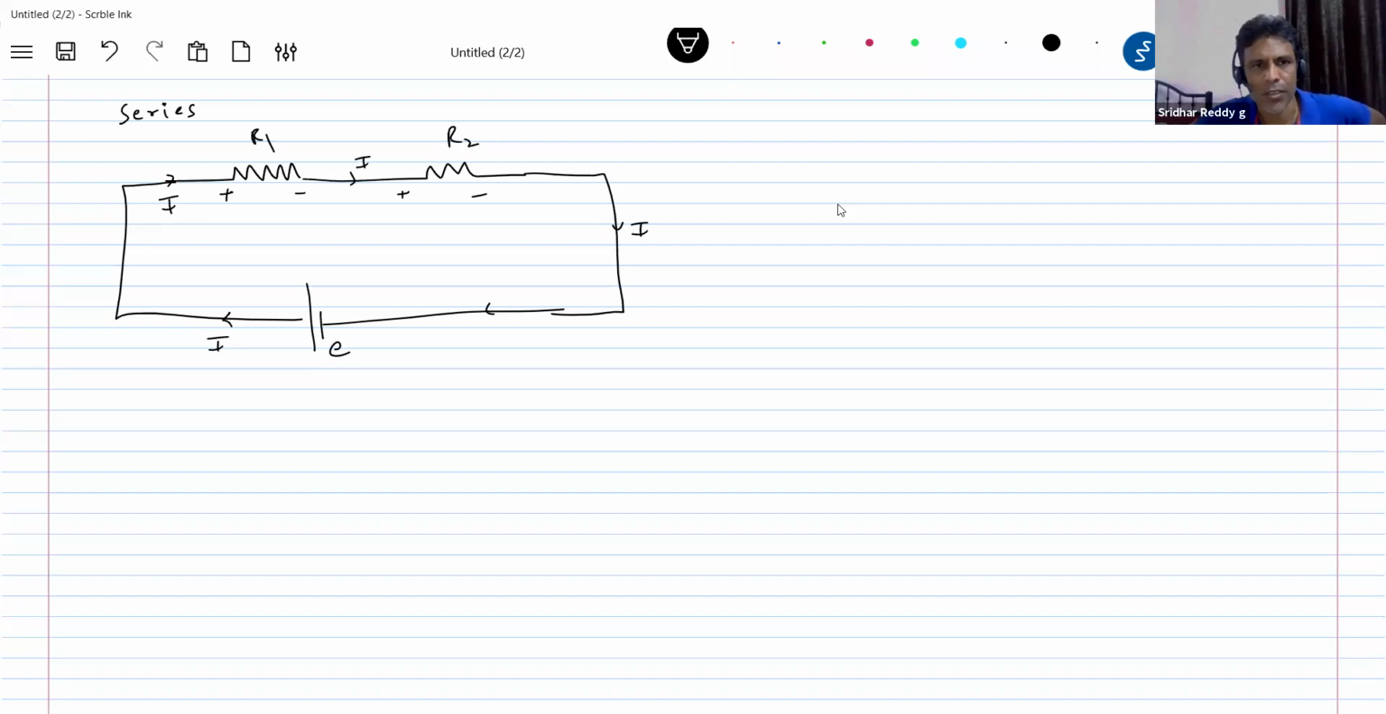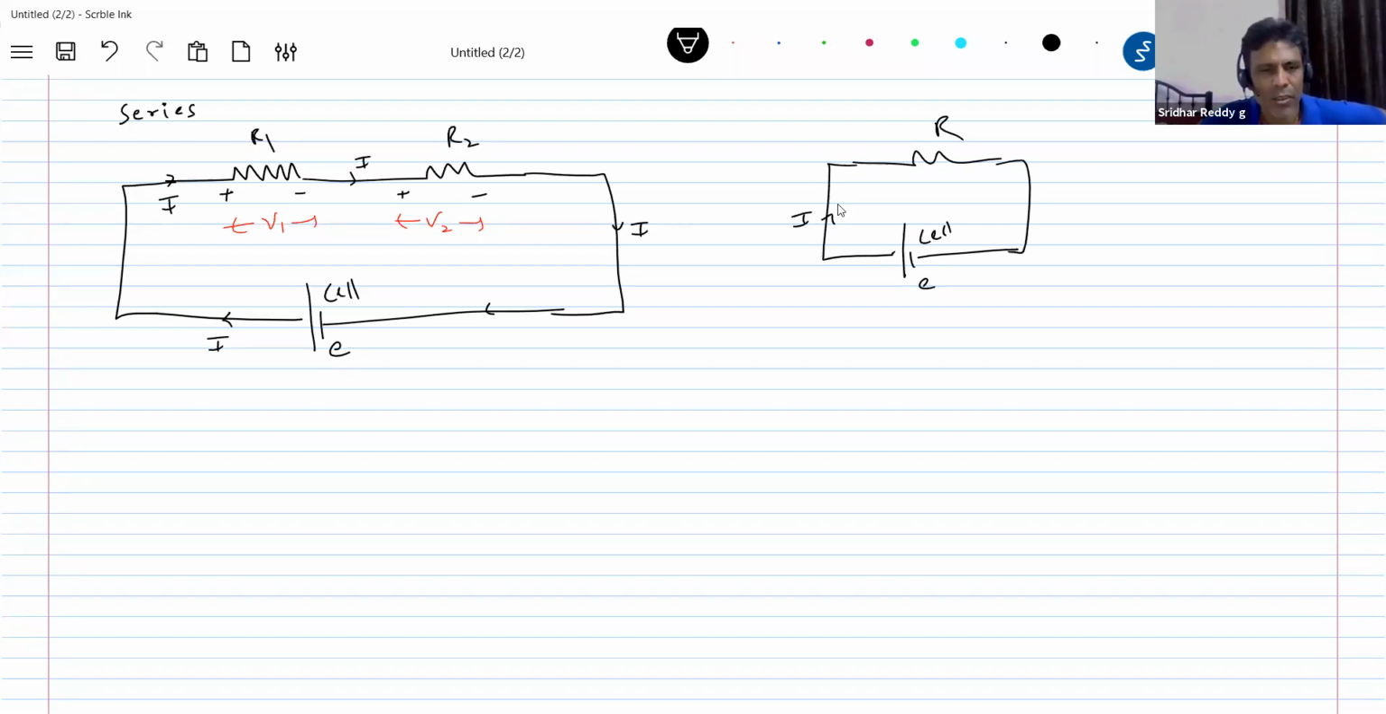Then what is the potential drop? The drop across this potential difference will be V1 and this is V2. I want to replace this with an equivalent conductor so that the same current flows when I connect it across the same cell. Then you can say this R is equivalent to these two. So from here, you can write E equal to V1 plus V2.